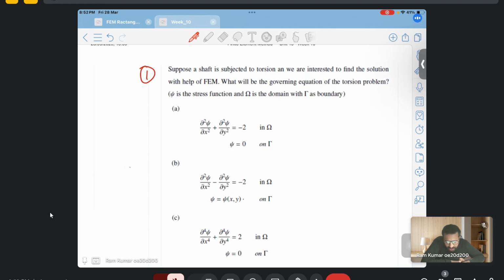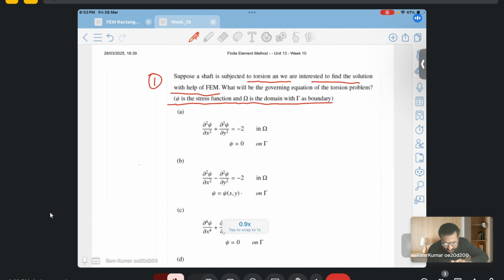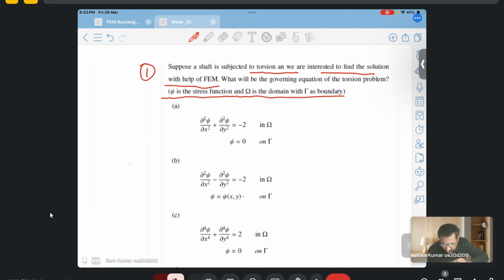Suppose a shaft is subjected to torsion, and we are interested in finding the solution with the help of FEM. What will be the governing equation of the torsion problem? Psi is the stress function, omega is the domain, and tau is the boundary. So what will be the solution? Does anyone want to comment? First one, but why? Any reason?